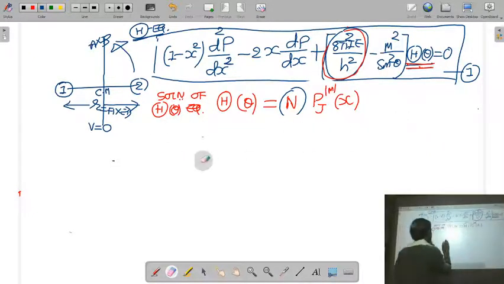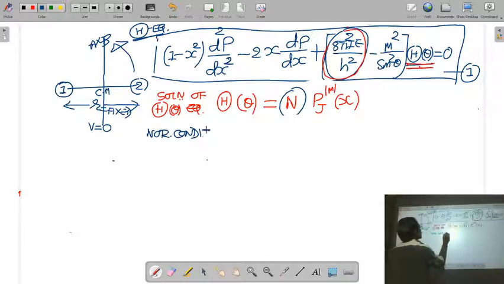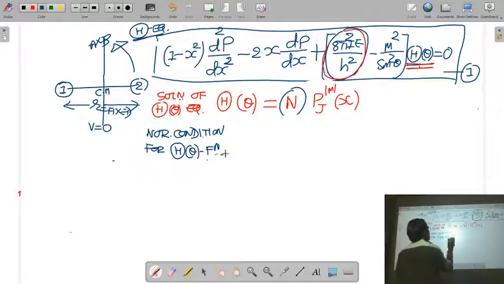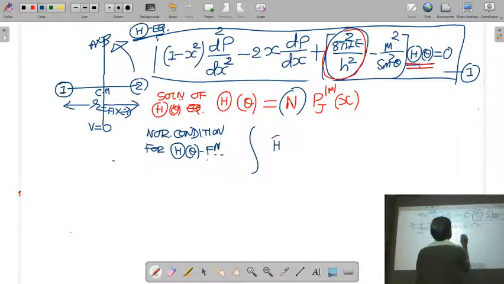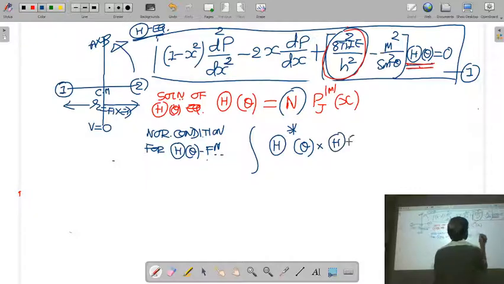So in the last step, we will obtain the value of the normalization constant N for the theta function. We use the normalization condition for the theta function. The normalization condition of the phi function we have written in the previous lecture. Similarly, you can write the normalization condition of the theta function as capital Theta star, which is the complex conjugate of the theta function, into Theta.